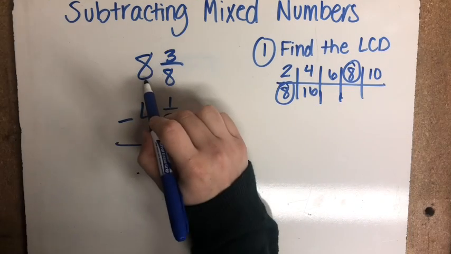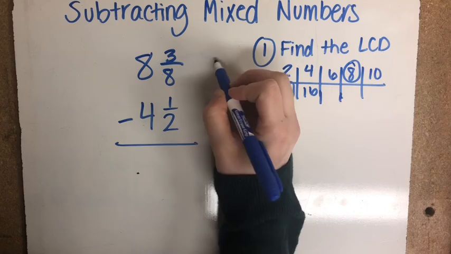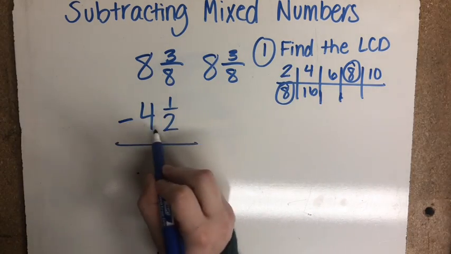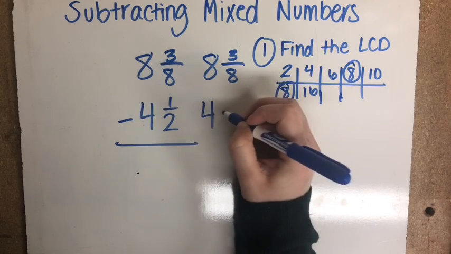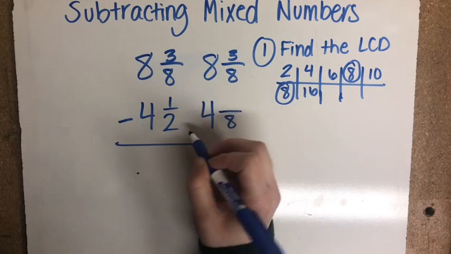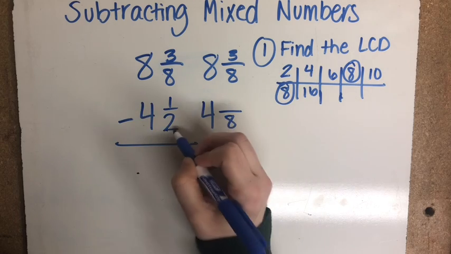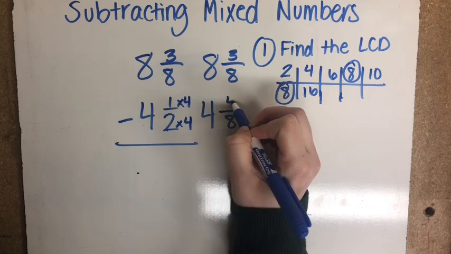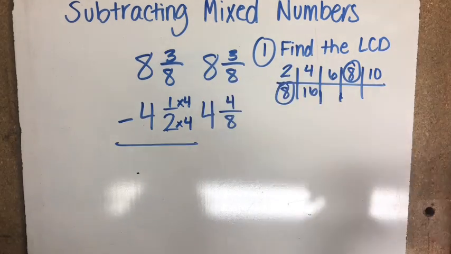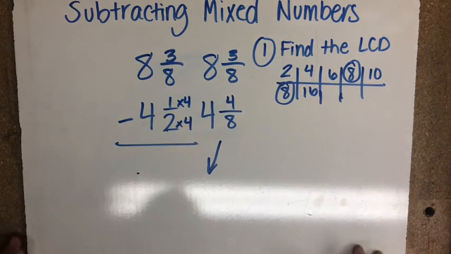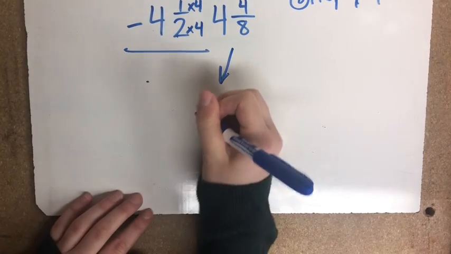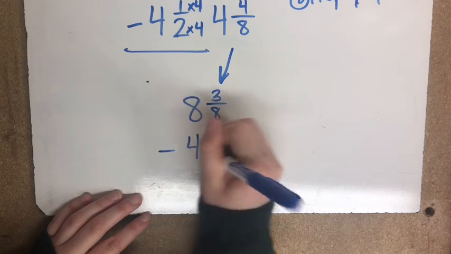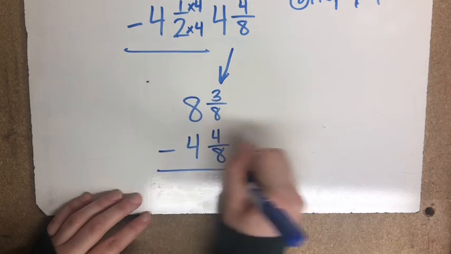So luckily, I don't have to change 8 and 3/8. I can just leave that as it is. But I do need to change the 4 and 1/2, so it has an 8. So to get from 2 to 8, I need to multiply by 4. So I have to do the same to my numerator. So this is my new problem. Let's rewrite it down below so I have some more space. So I have 8 and 3/8 minus 4 and 4/8.